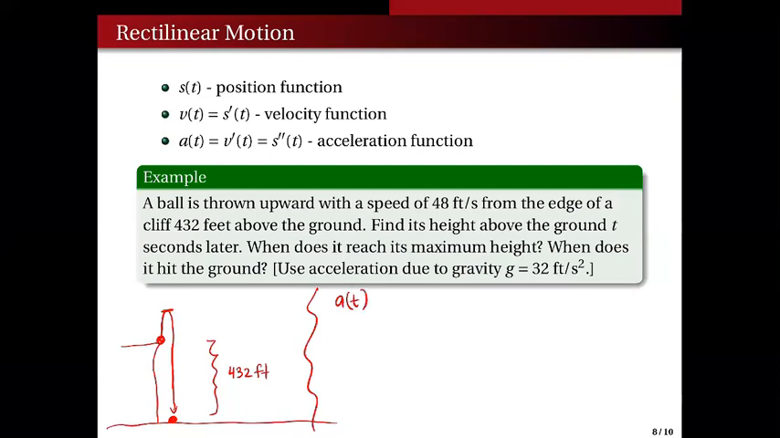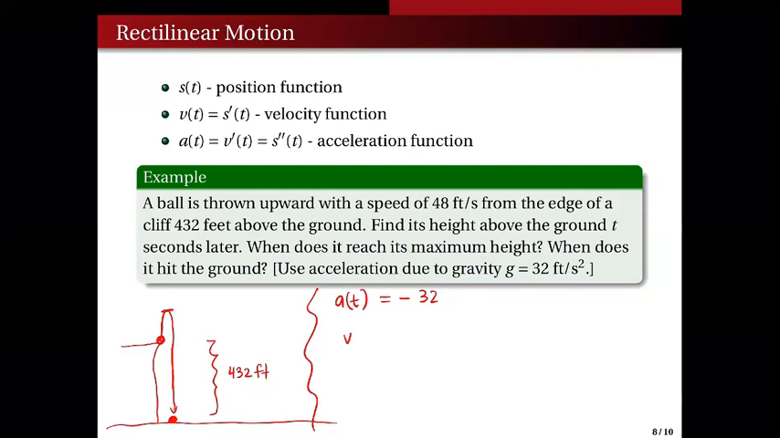a of t. Okay? And a of t here is equal to negative 32 feet per second squared. Due to gravity, because the positive side is going downwards. Take note of that. So we have here negative 32 feet per second squared for the acceleration function. The gravity is always going downwards. Okay? That's why we use negative. So let me remove first this unit here. This is our a of t.